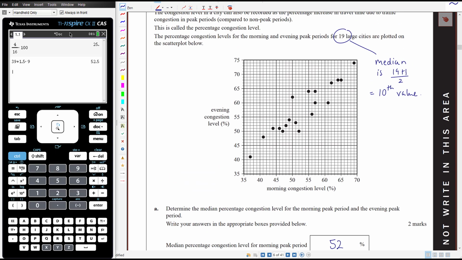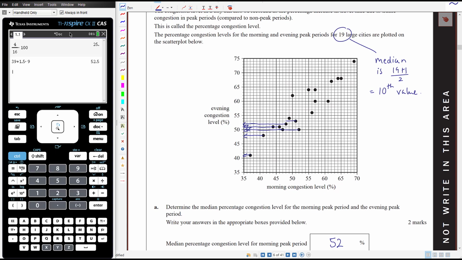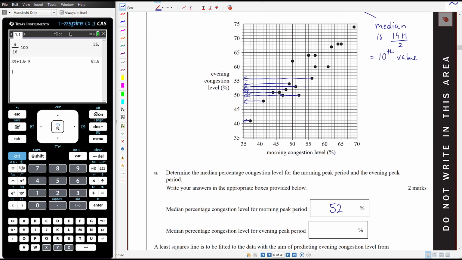And then it's also going to be the 10th value, but the 10th value looking at the evening congestion. So the lowest evening congestion is 41. The second one is here, 2, 3, 4. There's actually 2 data values with that value. There's another 2 here. 5, 6, 7, 8, 9. So this one will be the 10th data value. So that means there's another 9 data values higher than this and 9 values below. So that should be 56%.